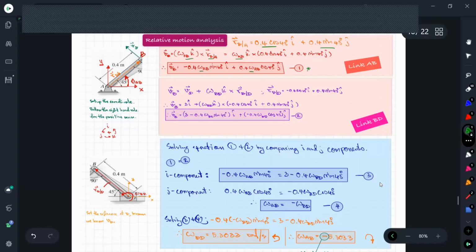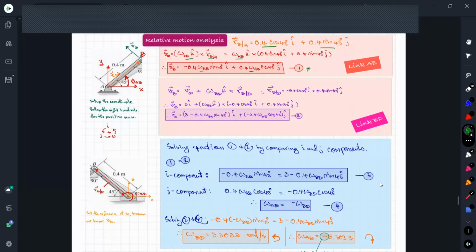Now we cannot find omega AB, so we leave it first and move to the next. If we consider link BD, we know from the problem the velocity VD. So we may set point D as a reference instead, and we can find VB with respect to VD.